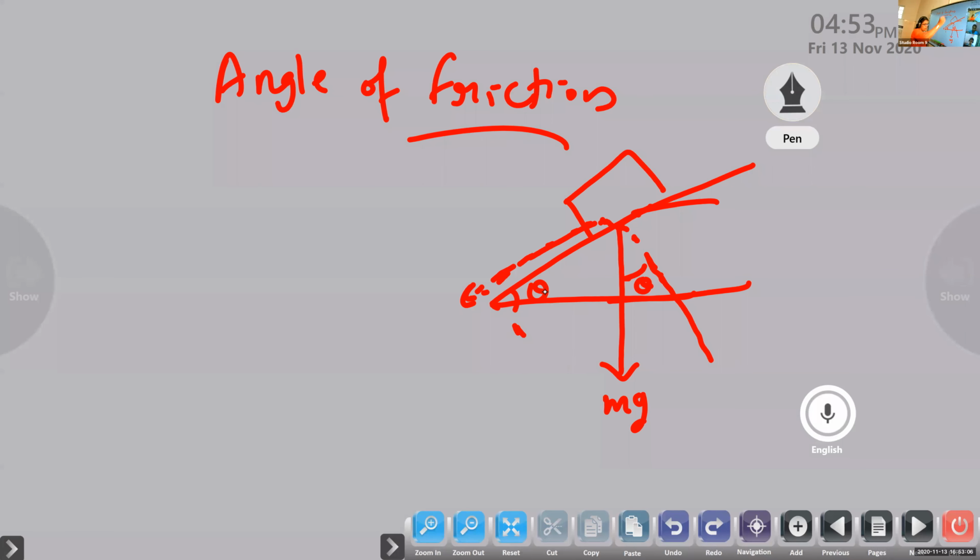And corresponding weight force, we have normal reaction force acting vertically. Now, the object is coming in this direction, so a frictional force is acting in the opposite direction. Static friction acts in the opposite direction. It is the friction which acts before the object is moving. So Fs is acting in the opposite direction.